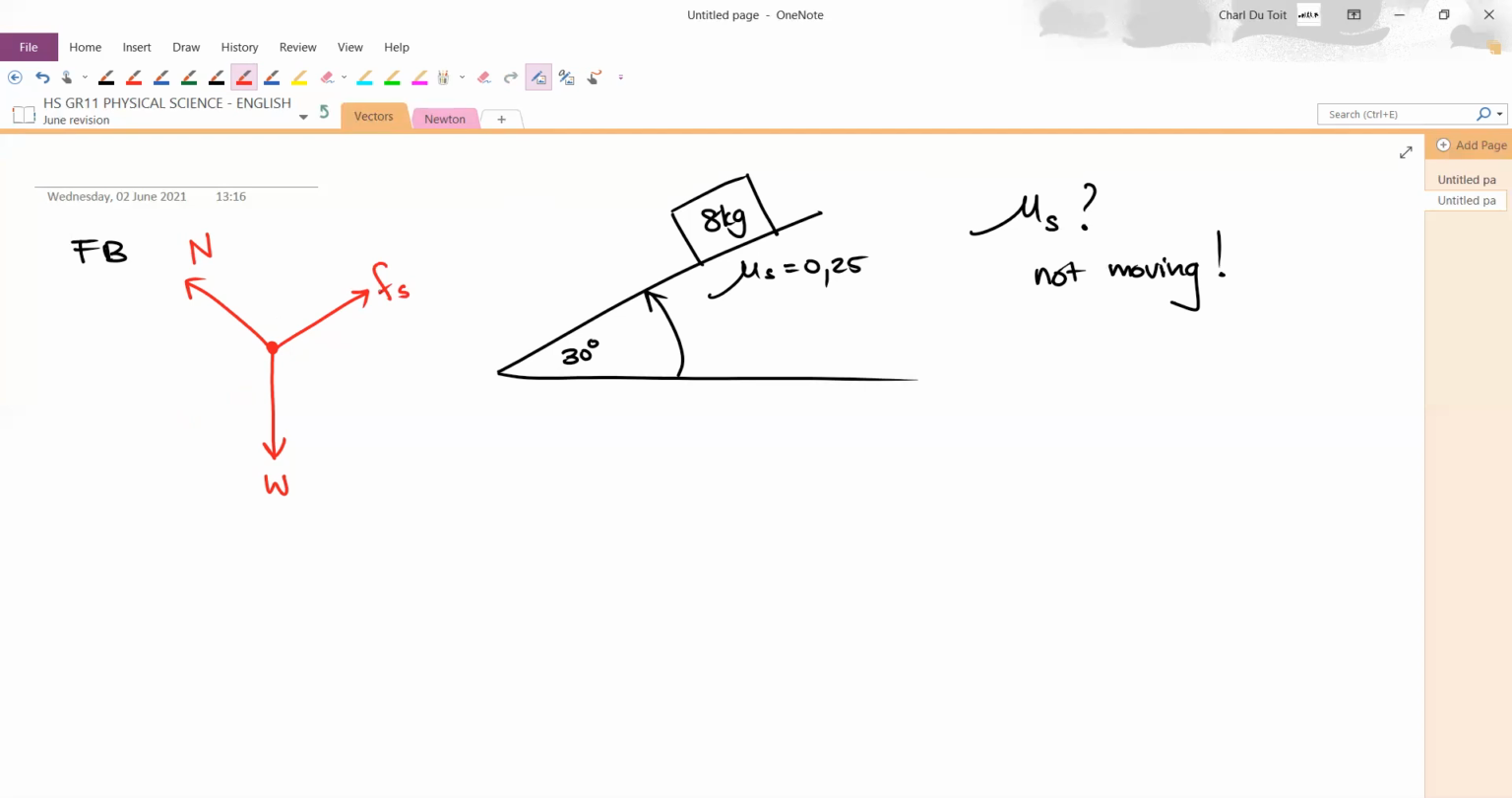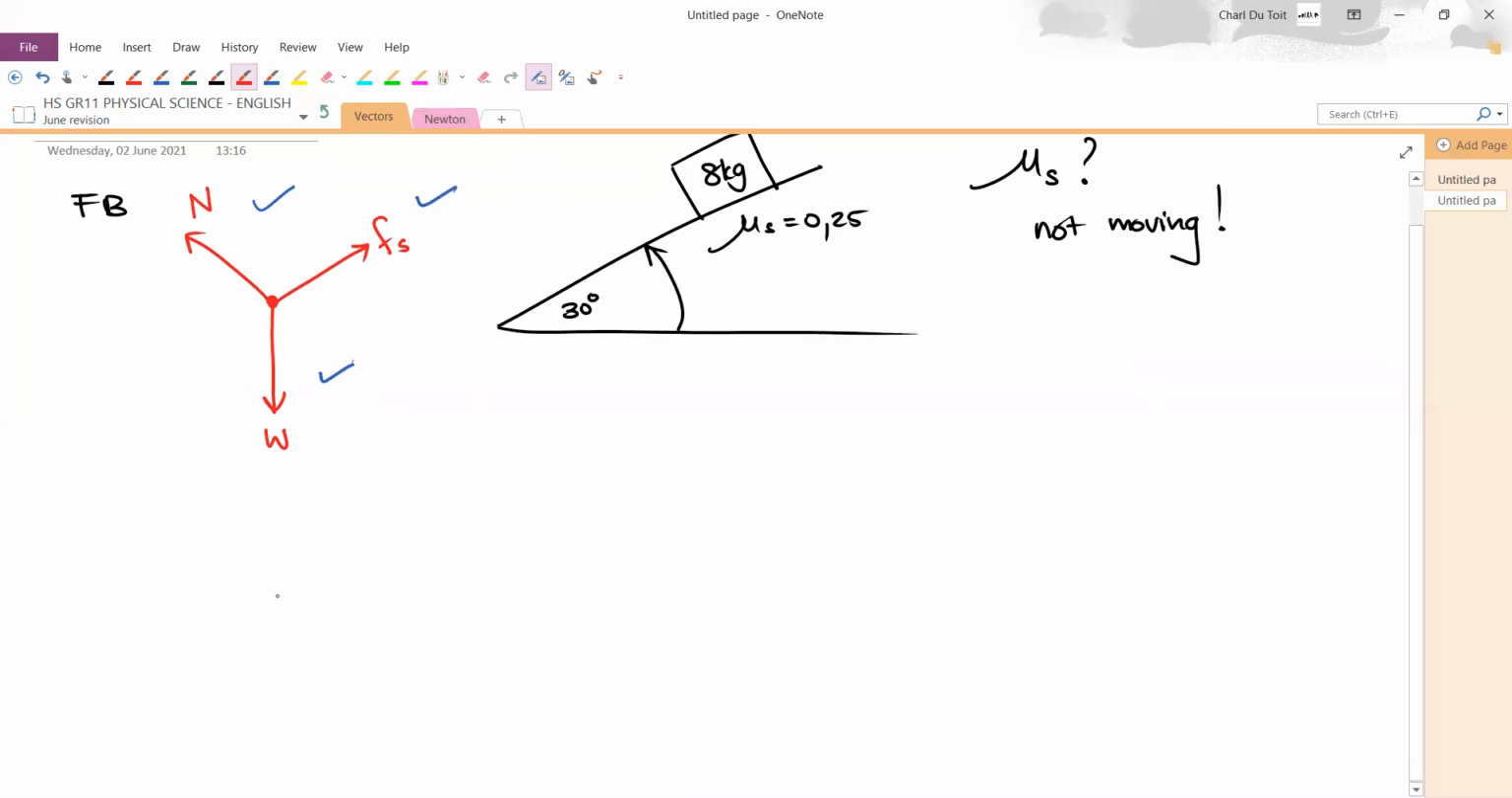Now, very important. This is full marks: 1, 2, 3 marks. The better diagram looks like this. I'm going to convert that weight into a parallel component and a perpendicular component. Both of these are right. The bottom one is also 3 marks, but it is a better drawing because it allows you to see which forces are parallel to one another.